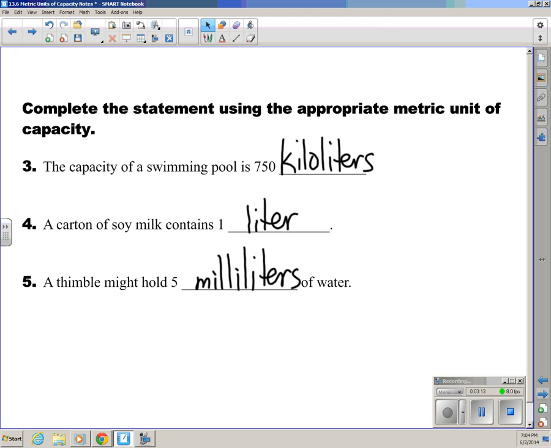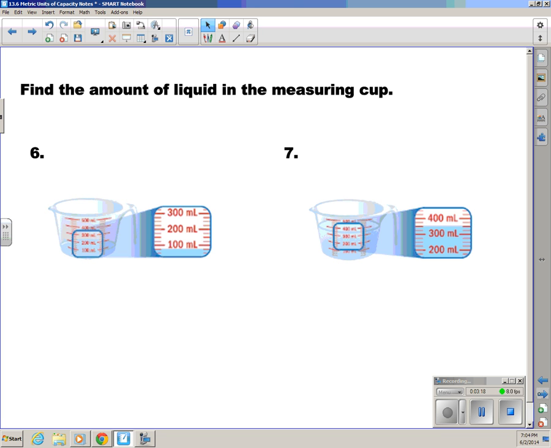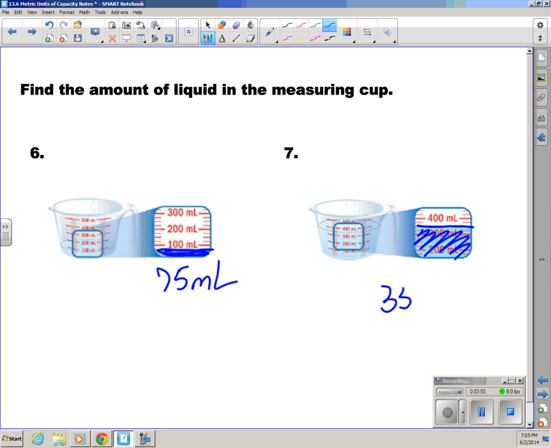milliliters of water. The bottom is asking you to find the amount of liquid in the measuring cup. So you want to try to read the picture as well as possible. I know the measurements are kind of hard to see. The picture maybe came out better on your paper. But I would estimate that the water level is about here. So I would say that's 75 milliliters. And on this one, the level is here, and then everything underneath it. I'd say that's 350 milliliters.